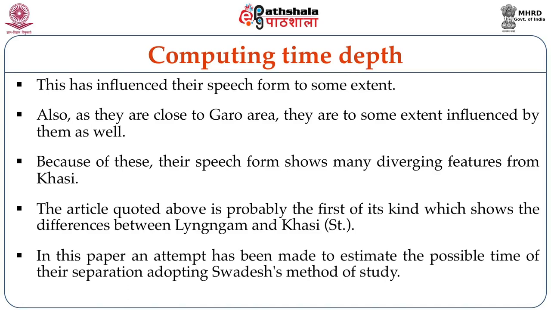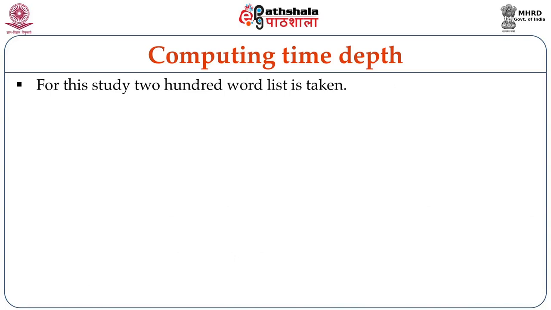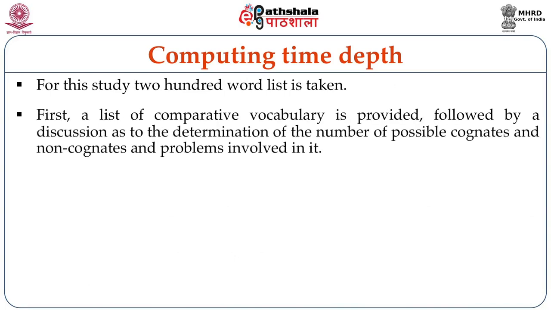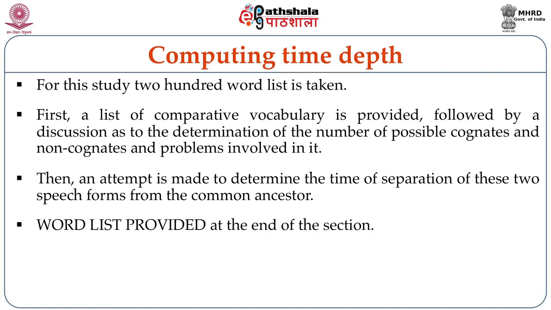In this paper, an attempt has been made to estimate the possible time of the separation adopting Swadesh's method of study. For this study, a 200 word list is taken. First, a list of comparative vocabulary is provided, followed by a discussion as to the determination of the number of possible cognates and non-cognates and methods involved in it. Then, an attempt is made to determine the time of separation of these 2 speech forms from the common ancestor. The word list is provided at the end of the section.